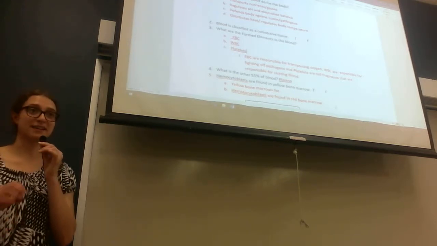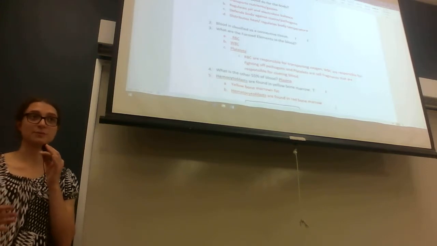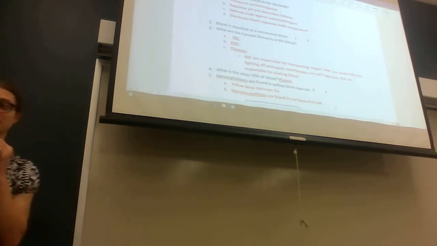So there's a little bit of a discussion. What does blood do for the body? It helps circulate nutrients. It carries oxygen and carbon dioxide in and out of the lungs. Oxygen and carbon dioxide exchange, so gas exchange, gas transport. It also regulates pH and electrolytes.